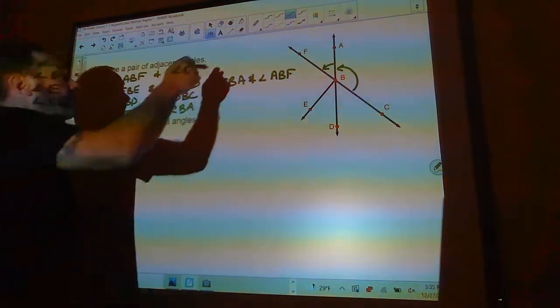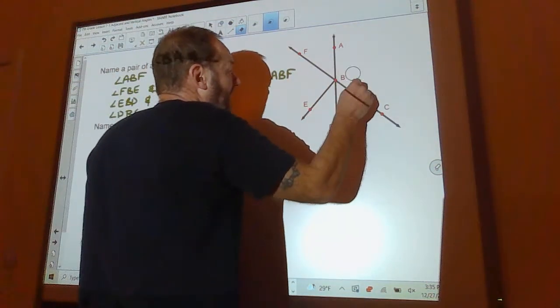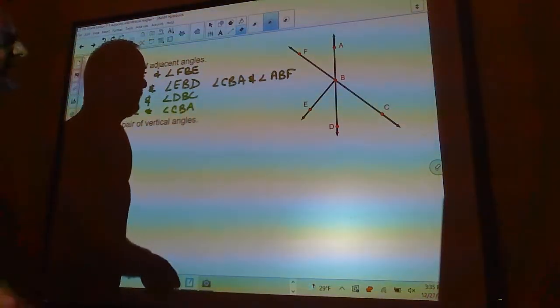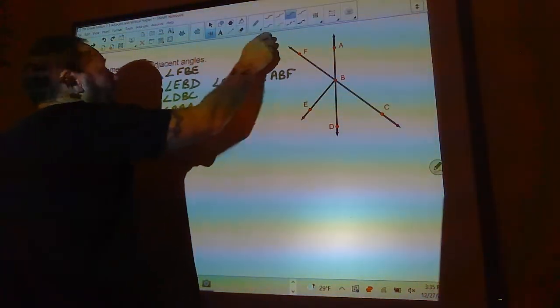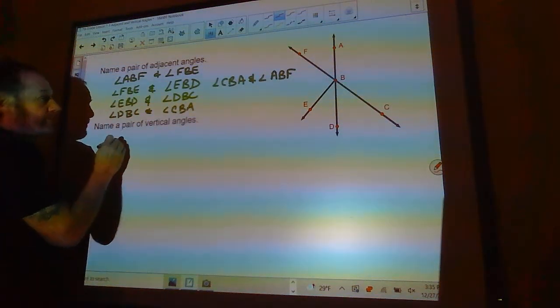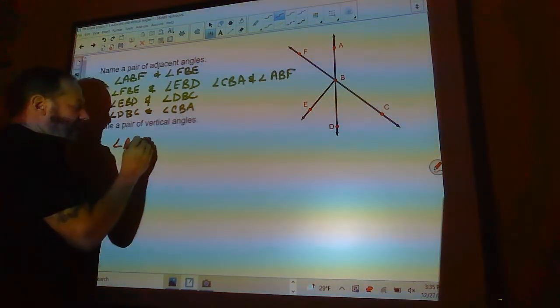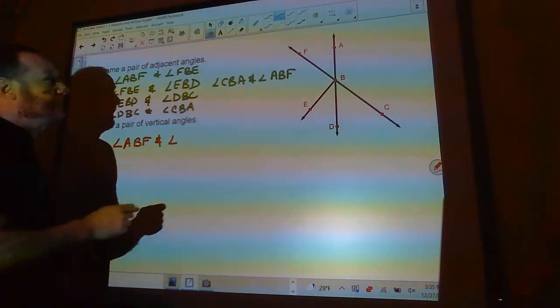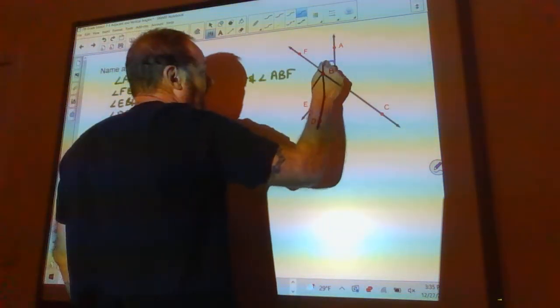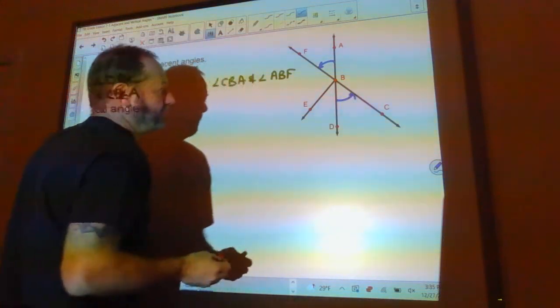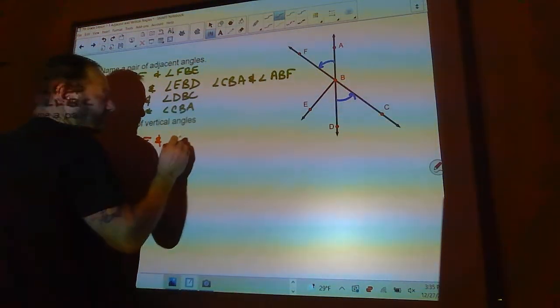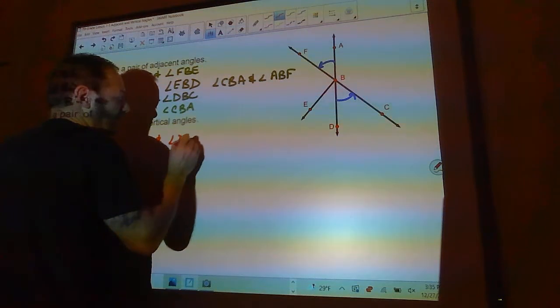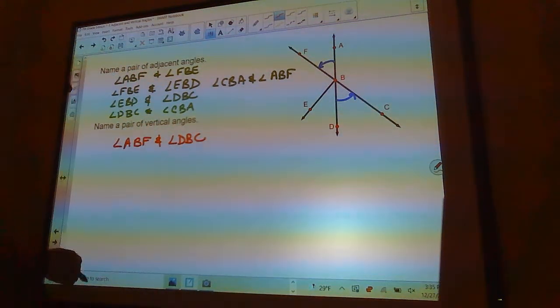Now if I want to name a pair of vertical angles, there's not quite so many options here. There's only one option, in fact, and that would be angle ABF, and so that's this angle right here, and then this angle right here would be angle DBC. Those are the only two that are formed by 2 intersecting straight lines. Okay?